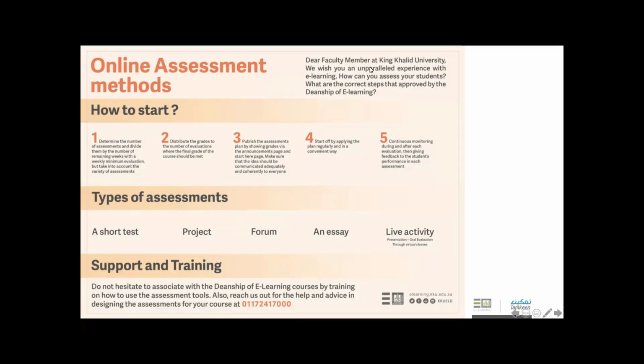The third step is to publish the assessment plan for each course and each section to your students in the announcement page and in the Start Here page to make sure that all students received and understand the plan before you start applying it. I'd like to note here that some colleges request their instructors to have the plan approved by the head of the department. So if this is your case, you need to get approval before publishing the plan to students.